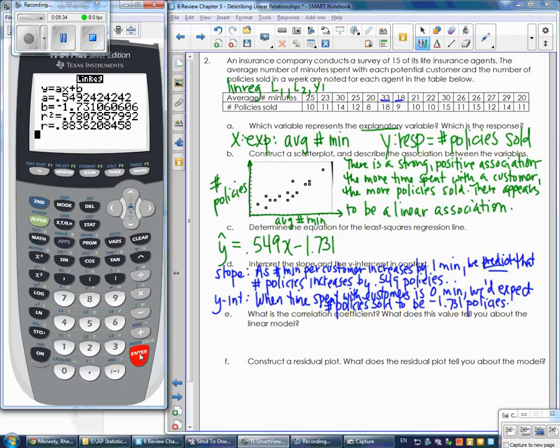In letter E, it says, what's the correlation coefficient, and what does this value tell you about your linear model? So the correlation coefficient, again, the calculator reports it as r equals 0.88. I'll go ahead and round that to 4. Always give me 3 decimal places.